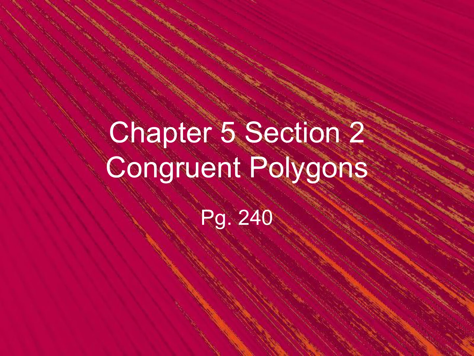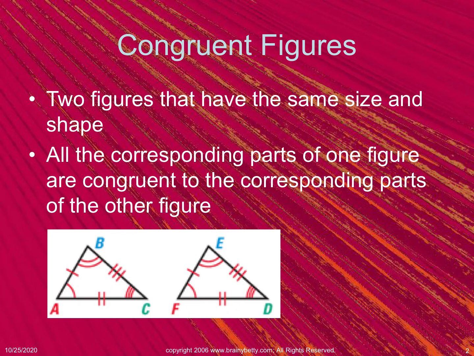So today we're going to cover section 2. Today we're going to talk about congruent polygons. So when you have two congruent figures, they're going to be figures that have the same size and shape. All the corresponding parts of one figure are going to be congruent to the corresponding parts of the other figure.